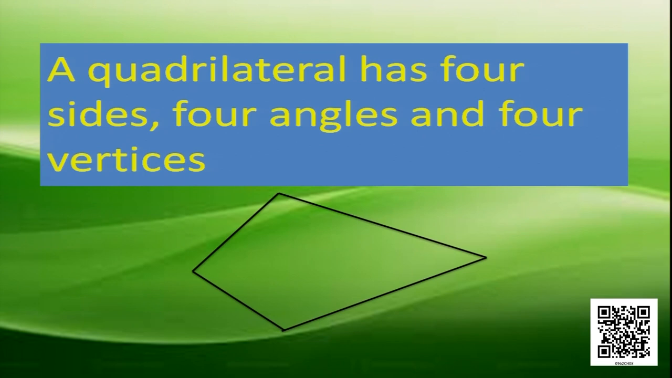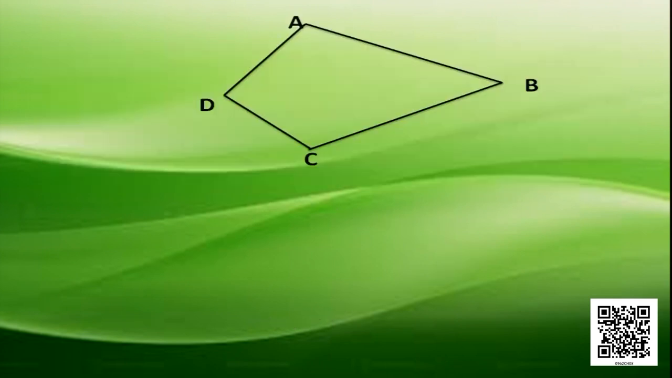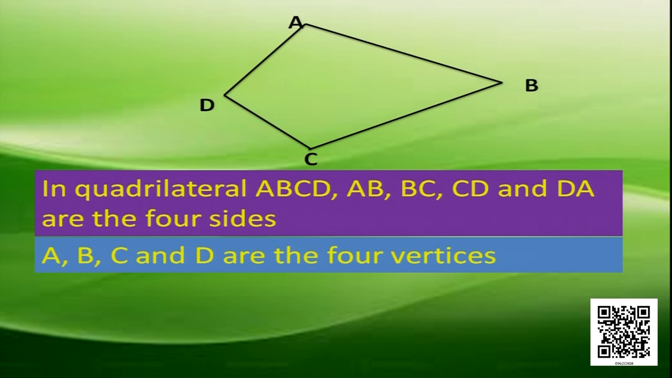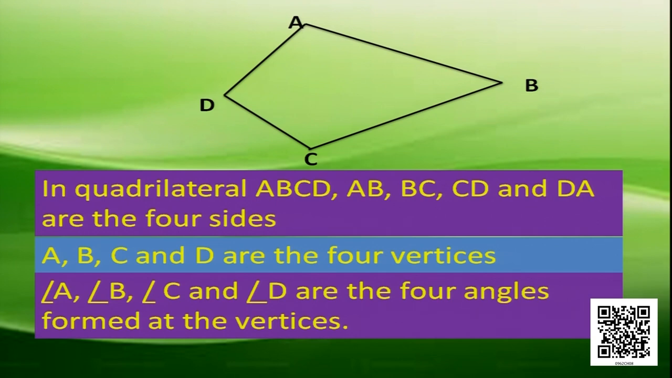A quadrilateral has four sides, four angles, and four vertices. Let's identify these angles and vertices. In this figure, if we name the vertices A, B, C, and D, then we can say in quadrilateral ABCD, AB, BC, CD, and DA are the four sides. And what do we get more here? Here A, B, C, and D, these four points are called the four vertices of the quadrilateral. Now, how many angles are formed at the vertices? Here you see, we have four angles formed, and they are angle A, angle B, angle C, and angle D. These are the four angles formed at the vertices.